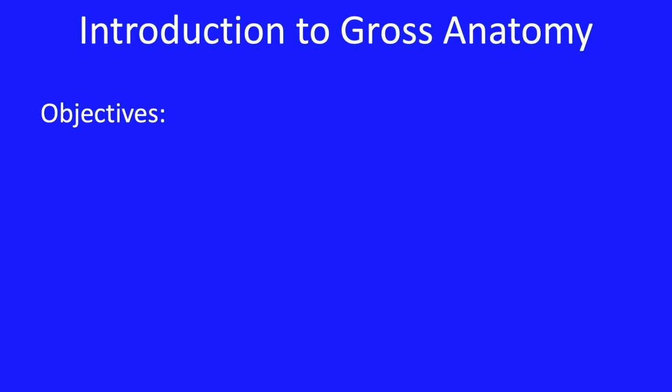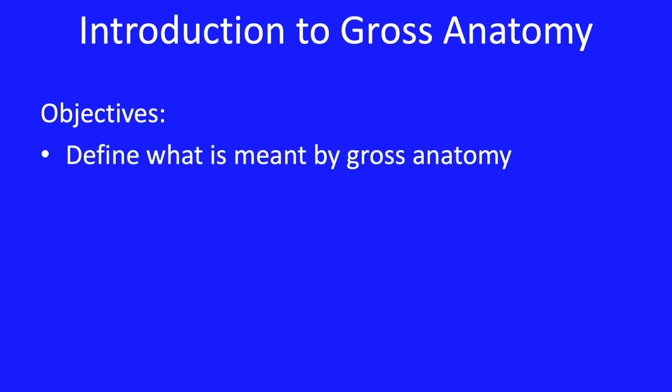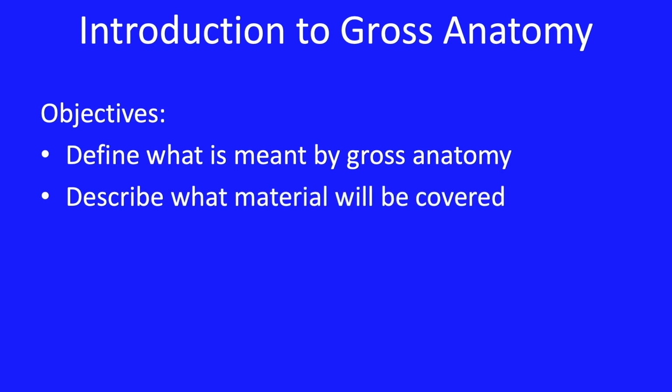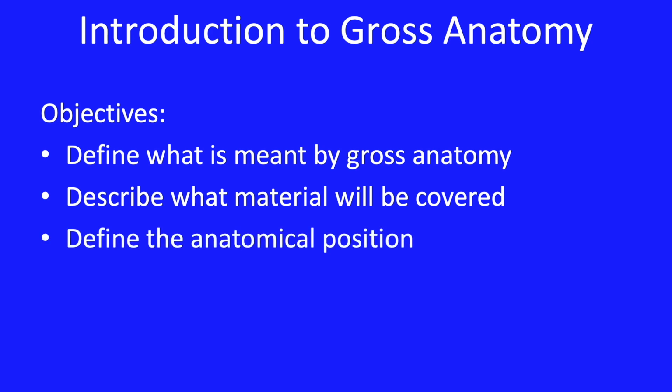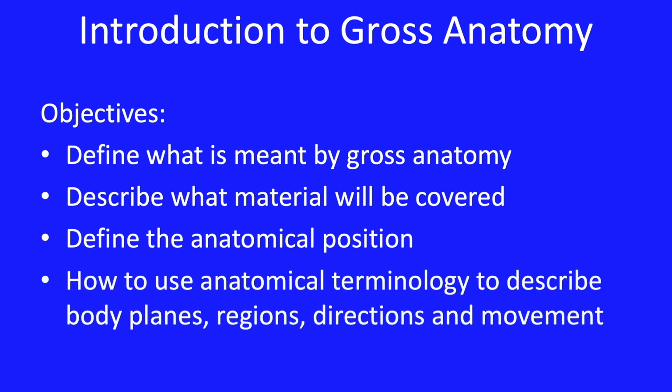In this slide, I list the objectives of this lecture. First, I will define what is meant by gross anatomy. I will then describe the material we will cover in the greater course. I will describe the anatomical position essential to understand relationships between different structures of the body. Finally, I will describe how to use anatomical terminology to describe body planes, regions, directions, and movements.